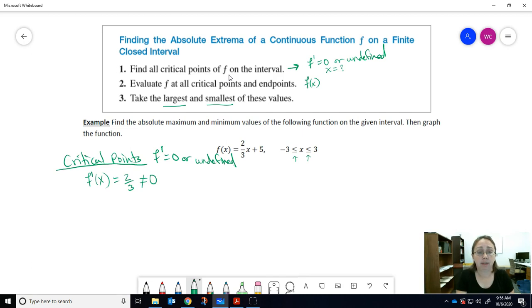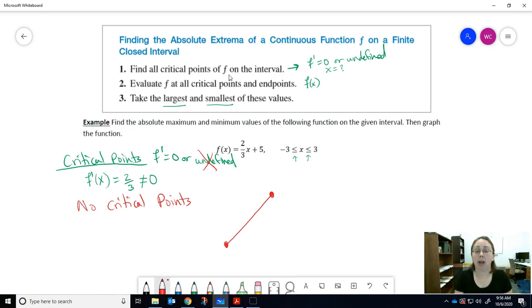This will never be undefined. That's impossible. It's defined to be 2/3 no matter what you plug in. So in this case, there actually are no critical points. Well, that's interesting, but it makes sense because we're dealing with a straight line. Now this is a positive slope, so we're dealing with a straight line that looks something like this. We start and we end.